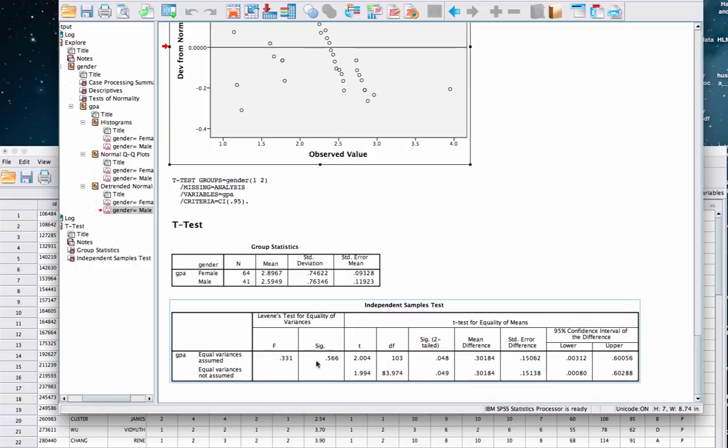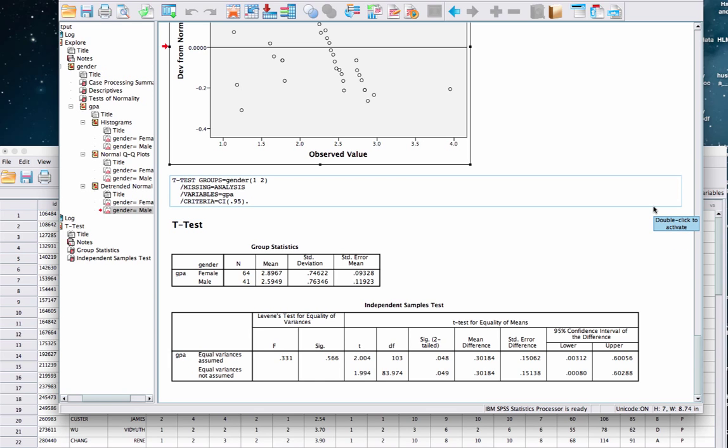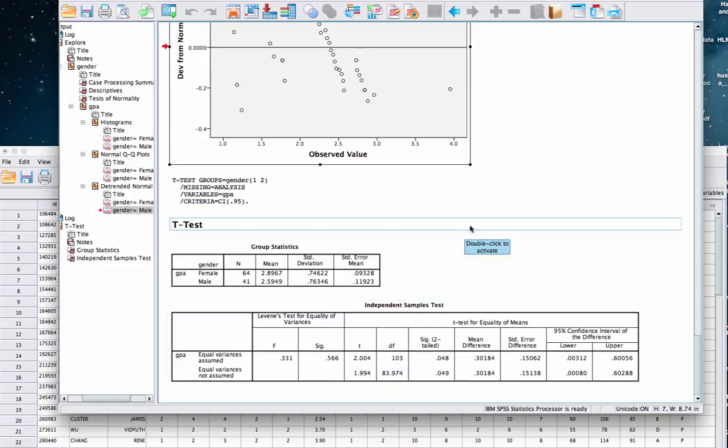But the other thing we can do is, if this were to be significant, we could just drop down here and read the corrected results for our t-test. But in this case, since we've only violated the assumption of normality, we can go ahead and be fairly confident in our results. So this is really the part of the t-test analysis that's important: our t-ratio is 2.004 with 103 degrees of freedom.